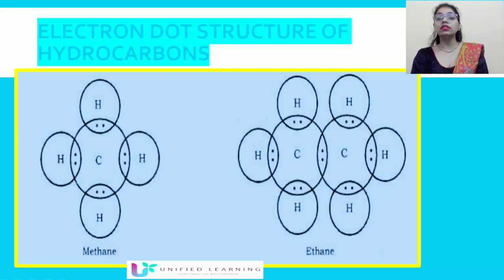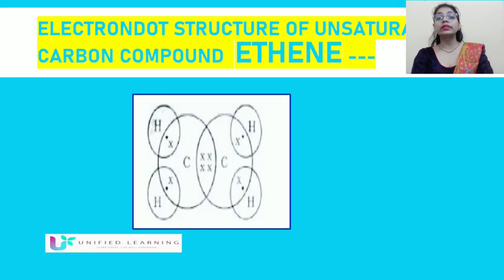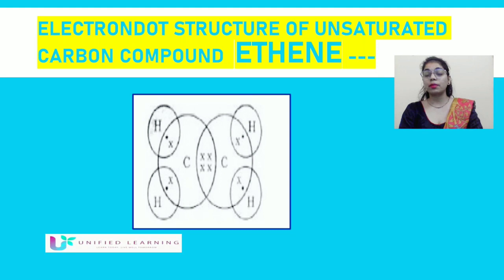Then moving further, the electron dot structure. If you are able to understand the electron dot structure, it is easy for you to make these branched chain structures or straight chain structures. Moving further with the unsaturated carbon compound, here is the electron dot structure of ethene. That is the double bond, as you can see in alkenes.